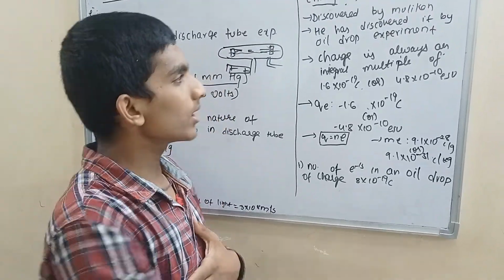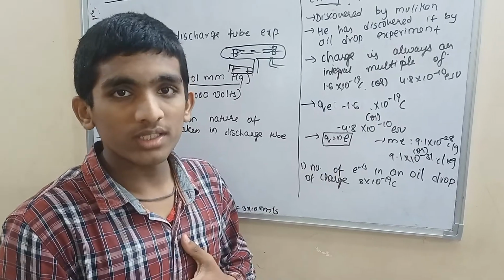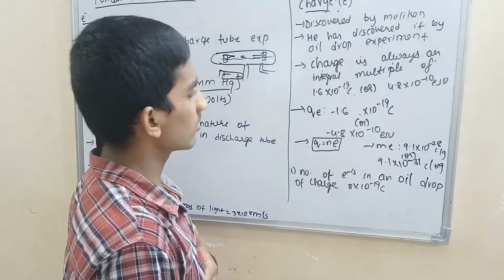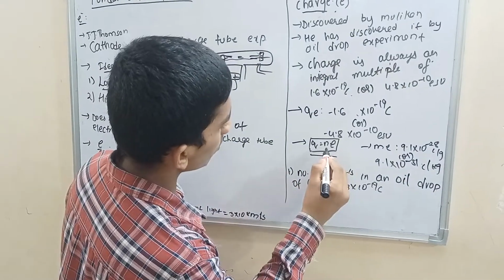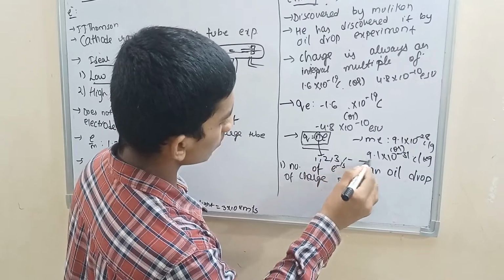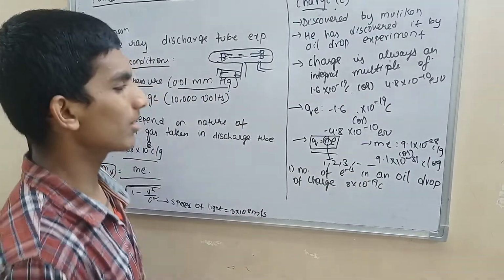He said that the charge on the oil drop is an integral multiple of 1.6 × 10^-19 coulombs. That is, Q = N × E, where N means integers: 1, 2, 3, positive integers or natural numbers.